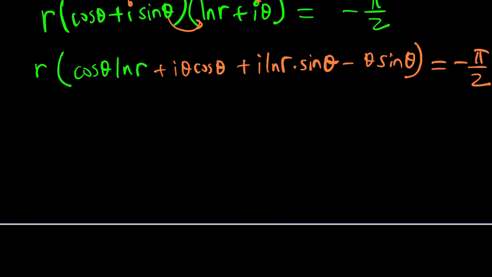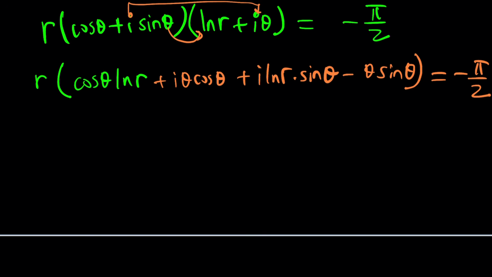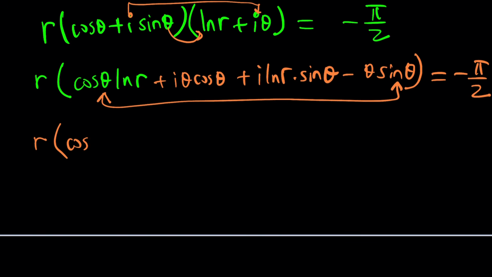Okay, great. Wow, what a mess, right? So what do you do with that? Well, first of all, you can go ahead and distribute and put the real and imaginary parts together. This is the real part, so you can maybe keep the r on the outside. I don't know, that might be helpful. Cosine theta ln r minus theta sine theta. This is the real part.